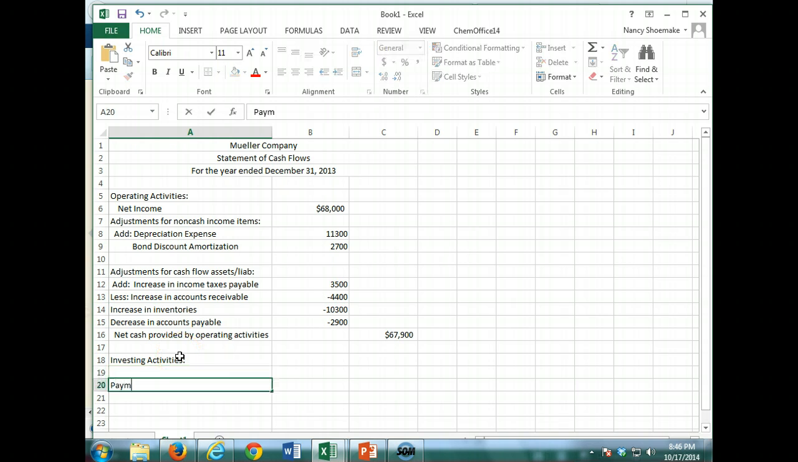So payment for the purchase of building is $65,000. Think about it, guys. Our net income does nothing to reflect that building, does it? That's why we need to subtract it, because we're trying to come up with cash. Nothing about our net income relates to that building.